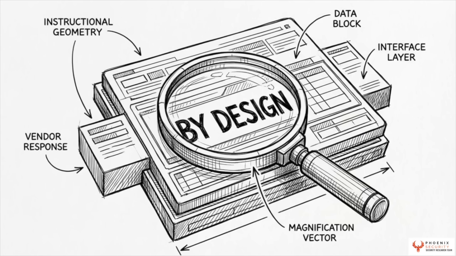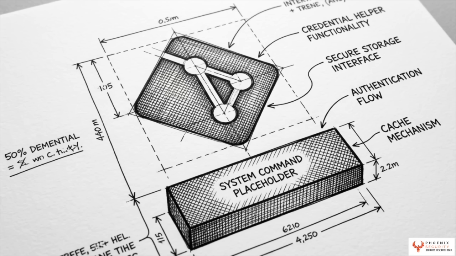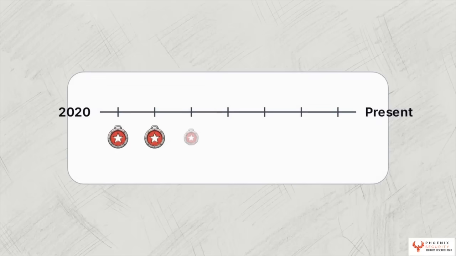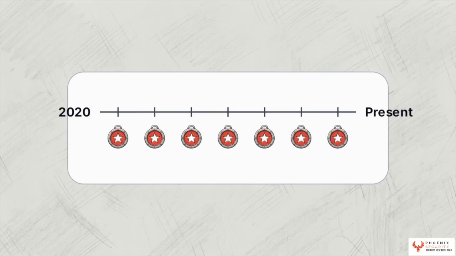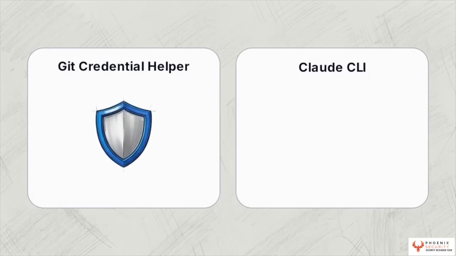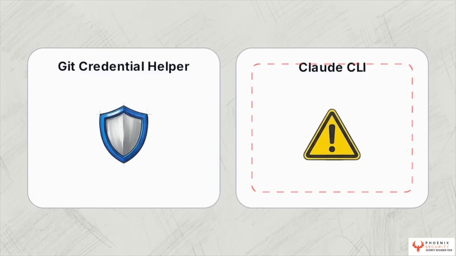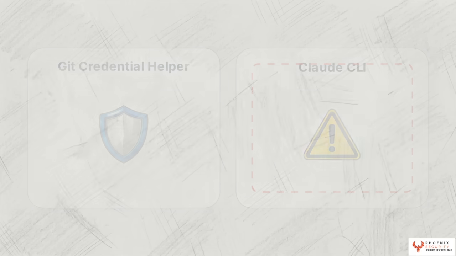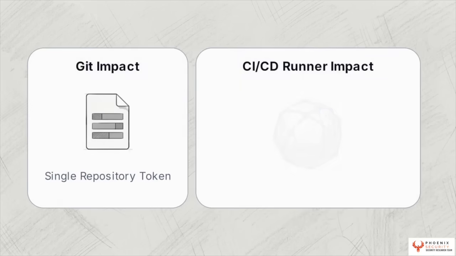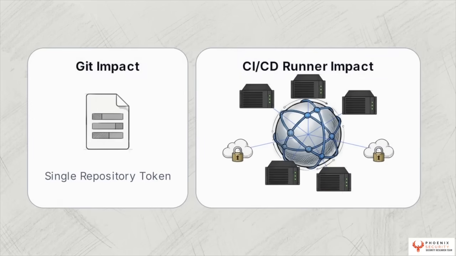In their response to the assessment, Anthropic stated that the helper behavior is by design, comparing it to Git's credential.helper functionality. Git's credential helper has required over 7 separate CVE patches since 2020 for this exact class of vulnerability. Git has since added specific input validation protections that the Claude CLI currently lacks. Furthermore, a compromised Git credential helper typically yields a single repository token. A compromised CI/CD runner exposes the entire cloud infrastructure, artifact registries, and production deployments.